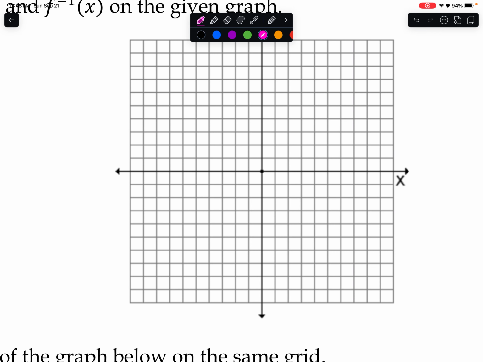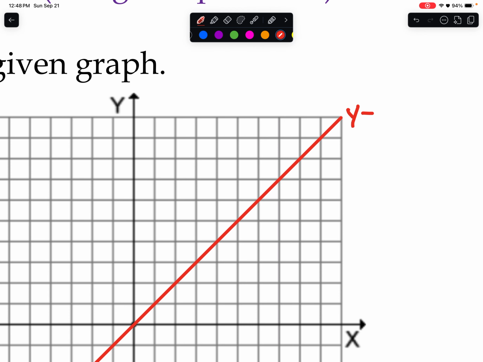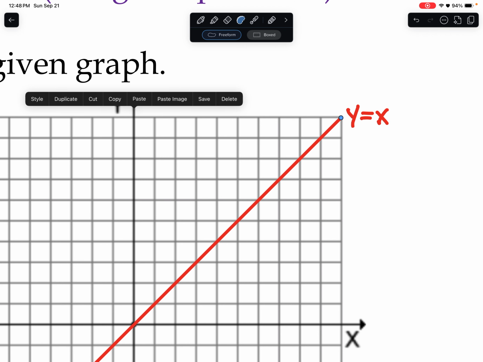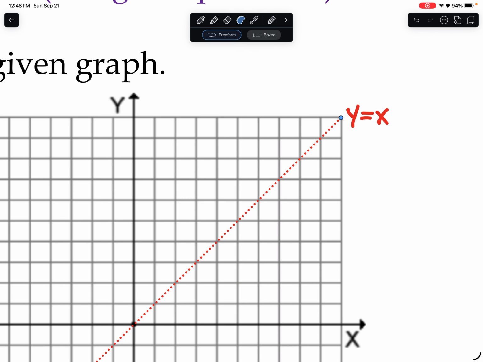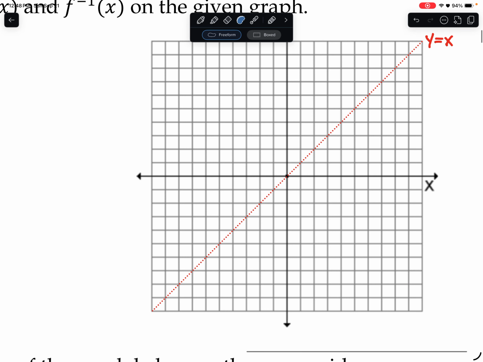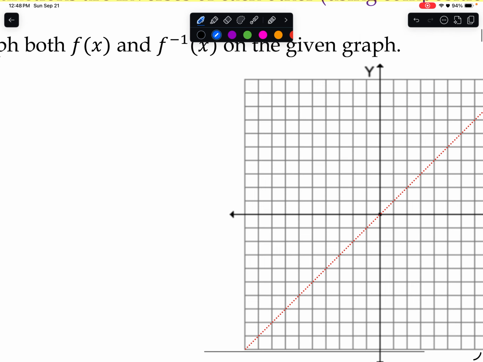So what I want to start with is I'm going to graph the line y equals x. So on this 10 by 10 grid, I'm going to graph the line y equals x. I'm going to make this line fade into the background a little bit. I don't want to bring a lot of attention to it, but I do want to be able to see it. Now I'm going to graph the original function.